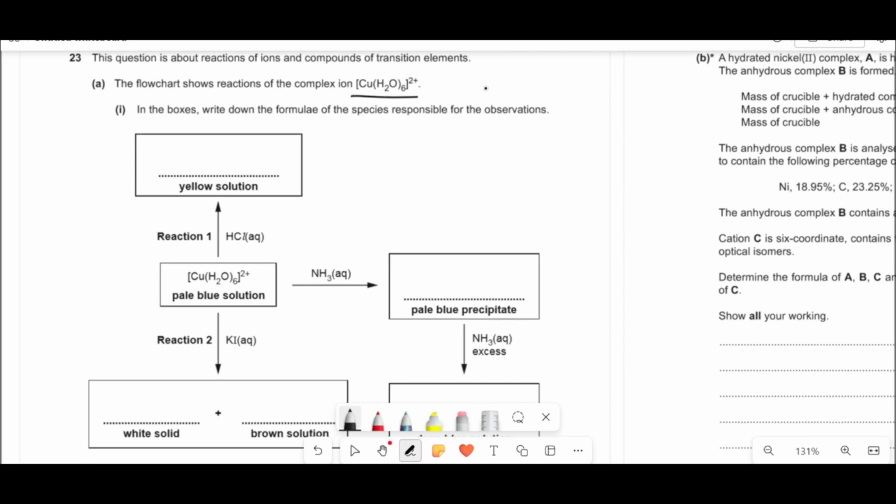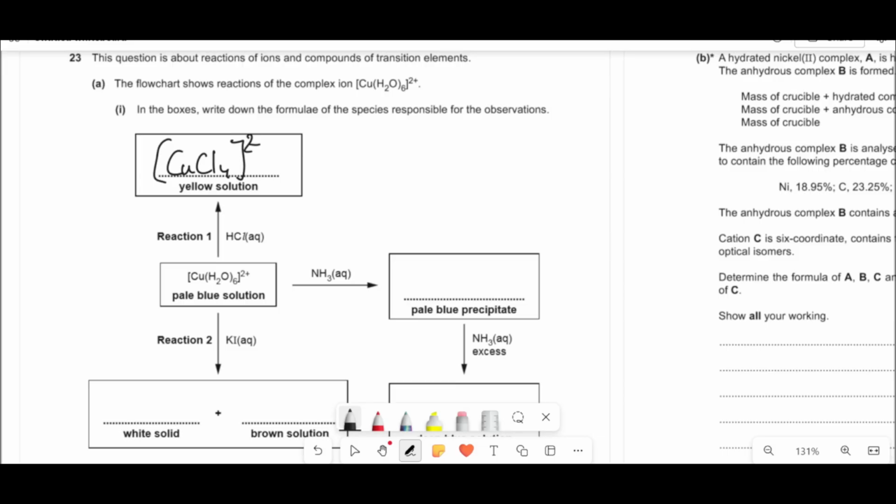This question is about the reactions of ions and compounds of transition metals. It shows the flowchart. This complex ion [Cu(H2O)6]2+, and it asks what's the formula of the species responsible for these reactions. Fine. So here we're going from a pale blue solution to a yellow solution. This should scream to you immediately what it is. There's only one thing in this chemistry course that does that, and it's Cl− being the ligand instead. Because Cl− is big, you can only fit 4 around this, so you're going to end up with [CuCl4]2−, because there's 4 of them and it's plus 2.